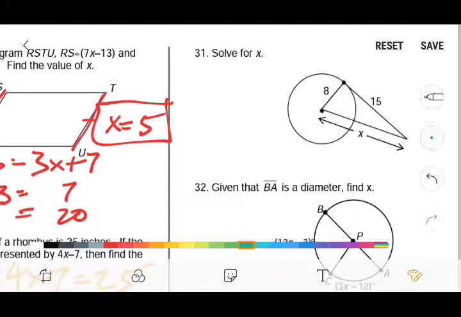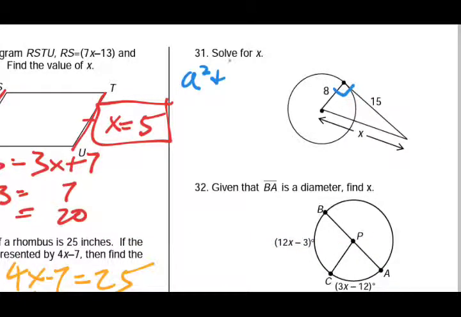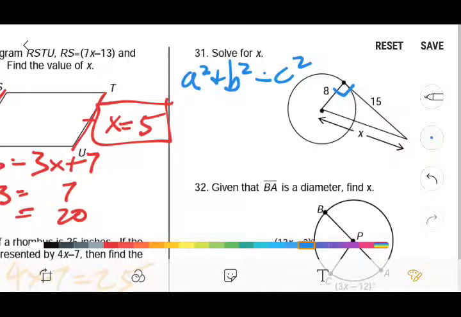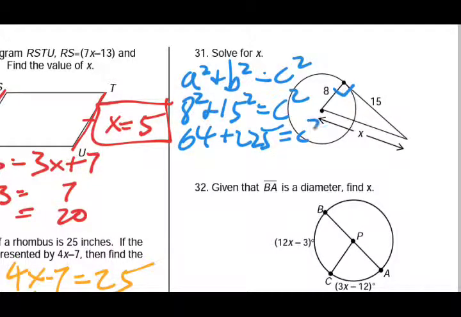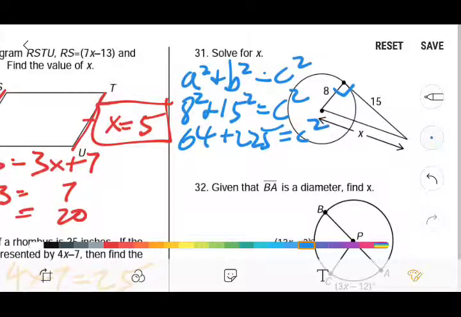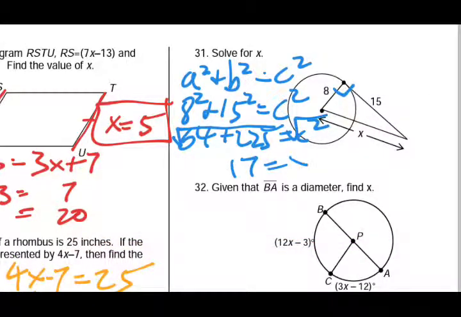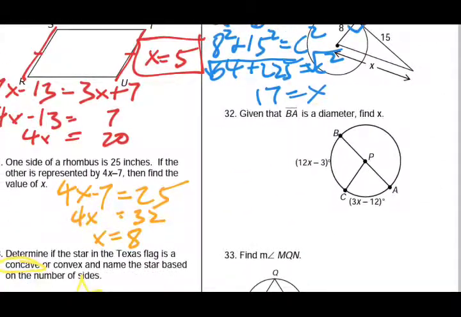Alright, here you have a right triangle. So this is a squared plus b squared equals c squared. So it's going to be 8 squared plus 15 squared equals c squared. That's 64 plus 225 equals c squared. Whatever the square root of this is ends up being 17. 17 equals x. I'm sorry it got messy.